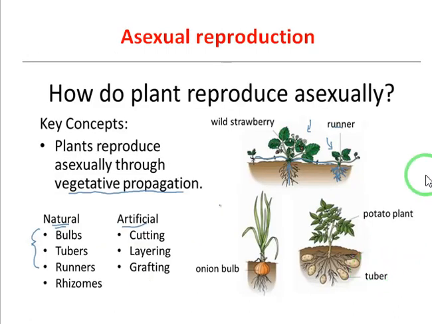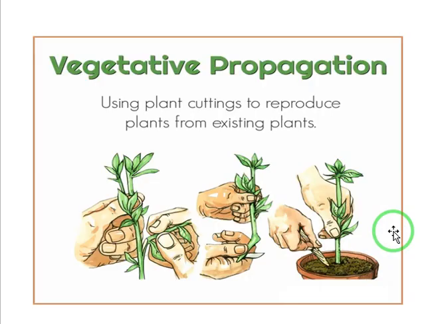Let's move now to asexual reproduction. How do plants reproduce asexually? We have to know that asexual reproduction is also called vegetative reproduction or vegetative propagation. This type may be natural or artificial. Natural by forming bulbs, tubers, runners, etc., while artificial may be of three kinds: cutting, layering, and grafting. Let's move to each part.